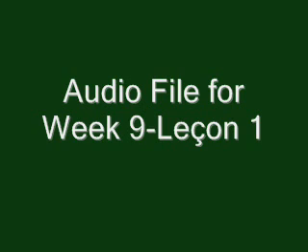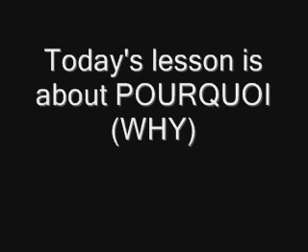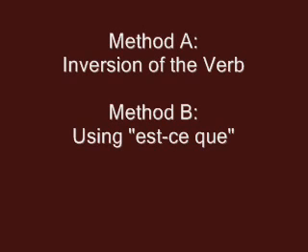We only have 2 lessons left before we complete this chapter on the interrogative pronoun, and today's lesson is about pourquoi, why in English. For those who follow my lessons very carefully, you must be aware by now that there are generally 2 main ways of forming questions in French. Method A is by inversion of the verb after the interrogative pronoun, and method B is by using est-ce que after the interrogative pronoun, but in this case you don't have to invert the verb. So we'll be doing the same here with pourquoi.